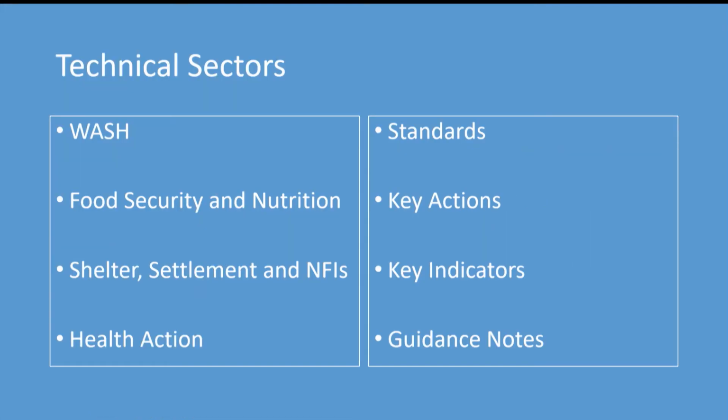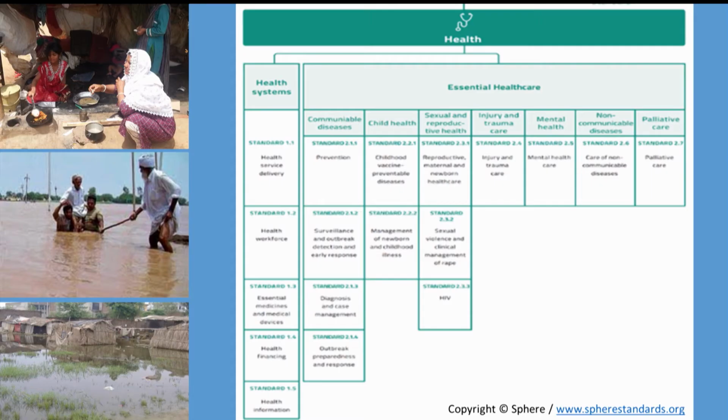Quickly about the technical standards, they're listed. All of these technical sectors also have standards, action indicators, and guidance notes, and we'll see an example in just a minute. So going back to our scenario at the beginning, this is the essential healthcare, and this is accessible in the Sphere Handbook. We have some books on the back table, and we'll have some at our booth that you can look through, but you can also download it for free online.